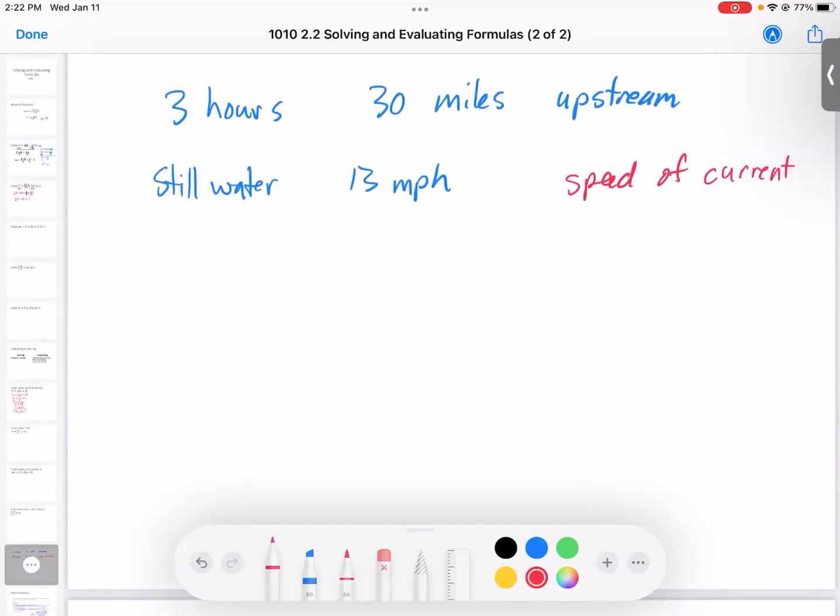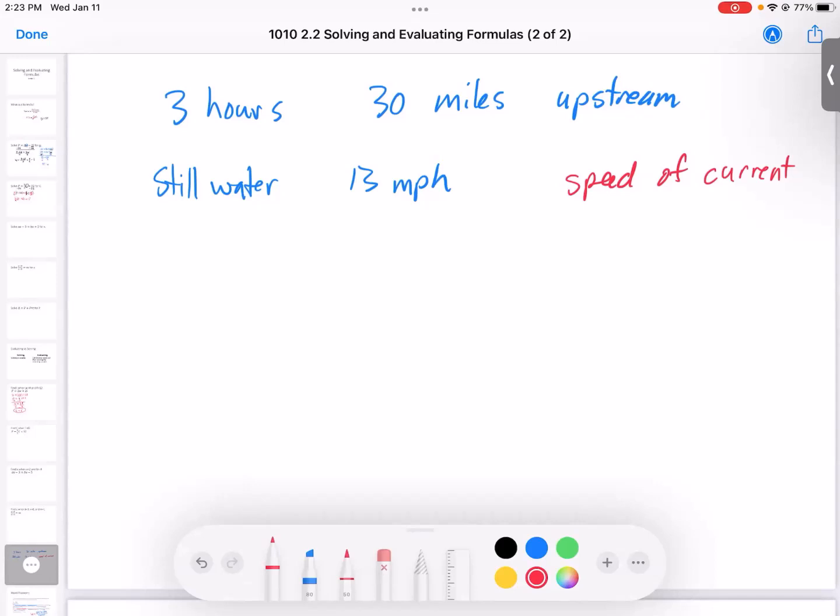Okay, awesome. So on this one, we have several different units that we're working with. So we have 3 hours, 30 miles upstream. So we've got hours and miles. And we've got a speed measurement of 13 miles per hour. And then we're also asked to find a speed. So it seems like the most commonly used unit is speed. So we want to convert the 3 hours and the 30 miles into a speed, because it took us 3 hours to go 30 miles upstream.